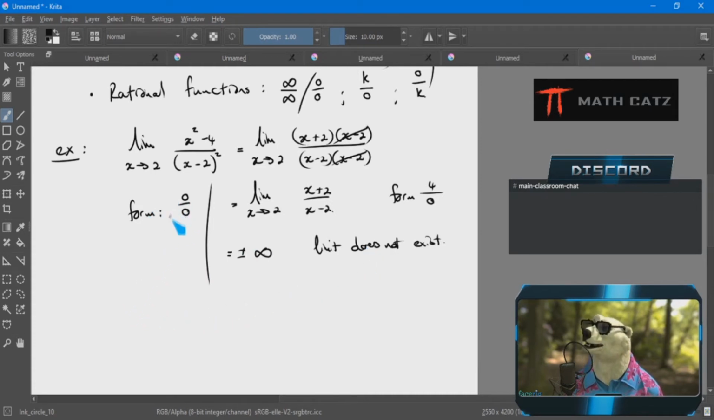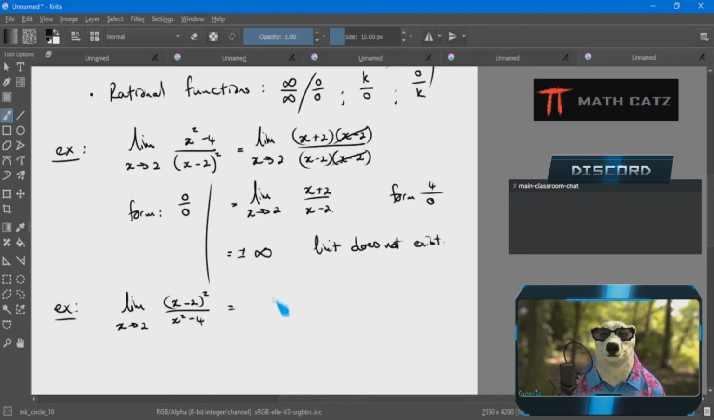So I started with a 0 over 0, and I got an infinity. But the whole thing about 0 over 0 is that that form alone doesn't tell me what happens. If I look at the following limit, let's keep it 2, and I think we'll just flip them around.